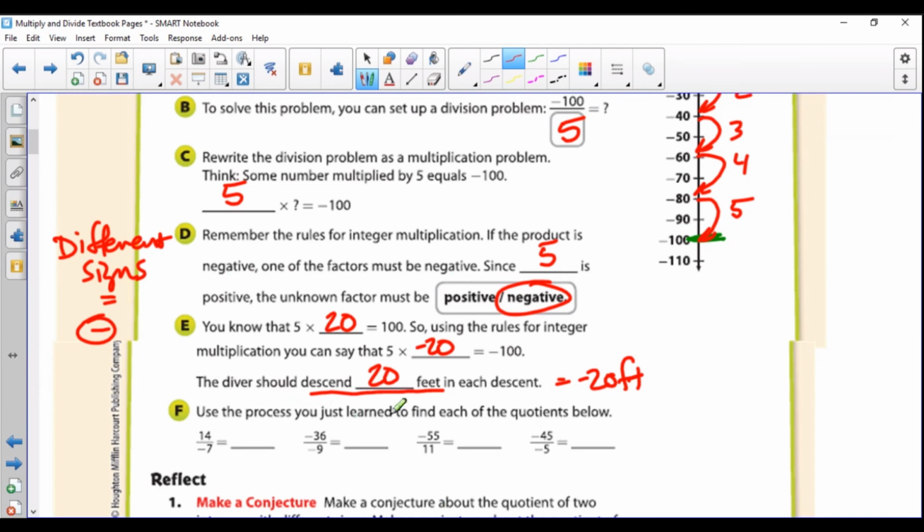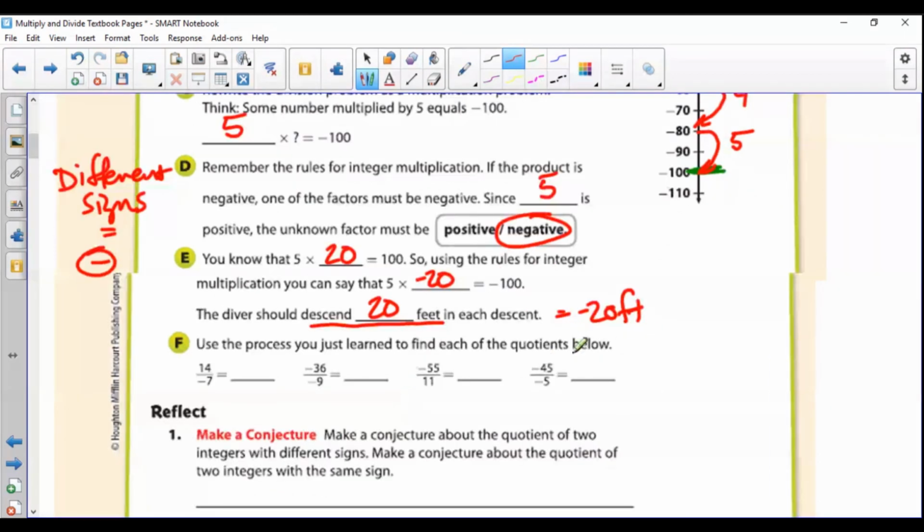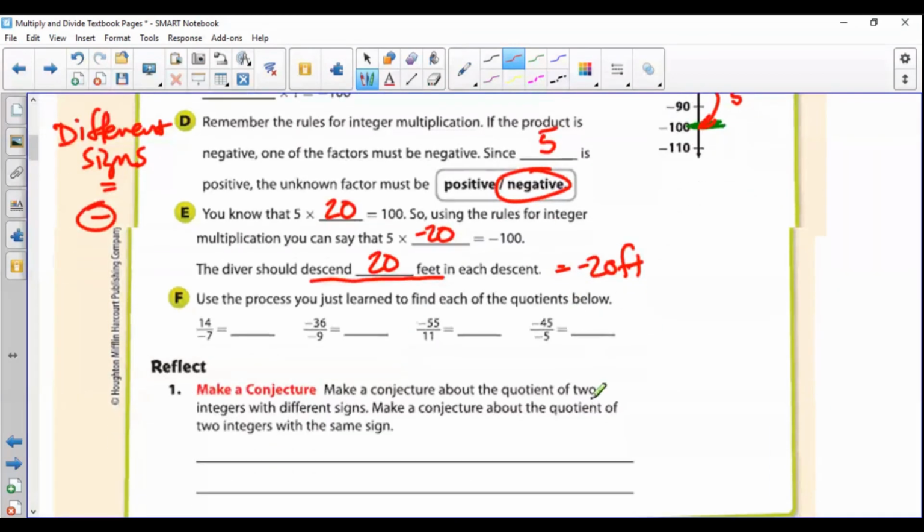Using the process that we just learned, we're going to find the quotients, or the answers to my division problems for all of these. So we kind of notice that same process, okay? Let's think about it. Over here, it's 14 divided by negative 7 equals what? That means negative 7 times something equals 14. Now, going back to my rules, different signs get me a negative answer. Same signs get me a positive answer, okay?